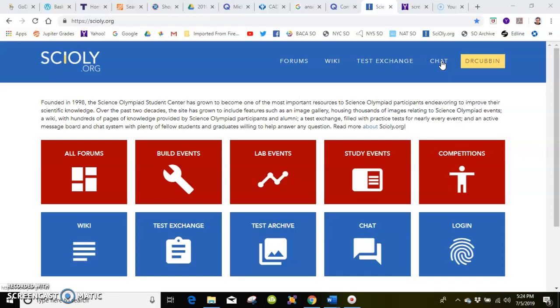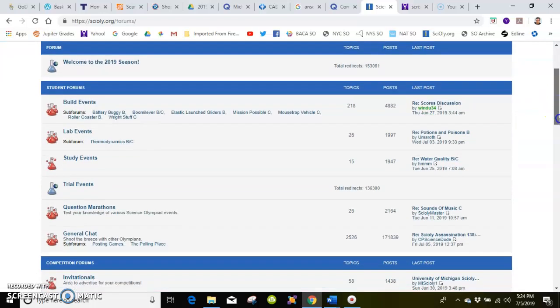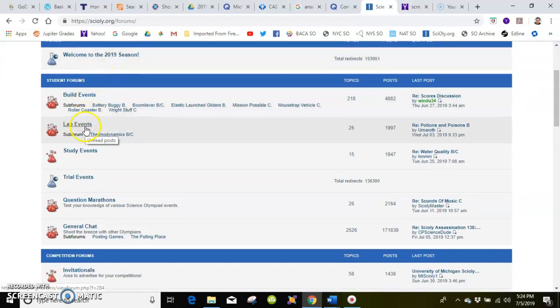So what I'm going to do is take you through a quick run through of what the site offers. All forums. You're going to come down here, and this is your basic forum. It gives you an introduction. They haven't really updated it for next year, but you do have the student forums, which are going to be build events, lab events, study events, these are your academics, trial events, which we really don't have to ask too much about, question marathons, which are great, and a general chat.